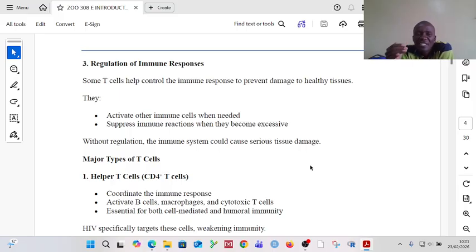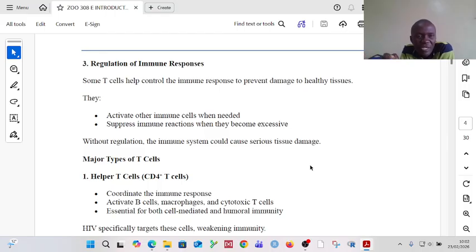So these T cells that help in the regulation of the immune response, they do that by either activating other immune cells when needed. When they need the immune system to be hyped, they activate other immune cells. When they need the immune system to reduce its activity, they have to suppress the immune reactions when the reactions are now excessive. Because if it is not suppressed, then it can lead to the destruction of the healthy body tissues.